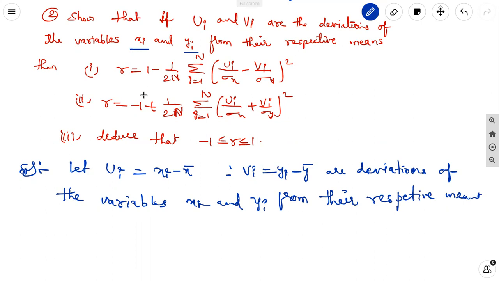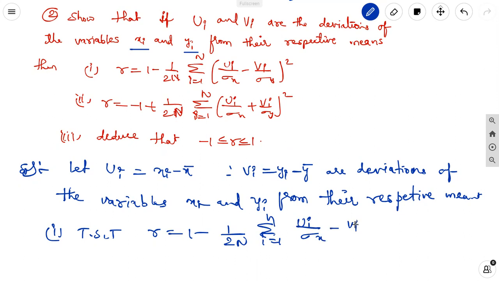Okay, next we can prove that. The first one is to show that small r is equal to 1 minus 1 by 2N summation i equal to 1 to N (ui by sigma x minus vi by sigma y) whole square. Second one: r equal to minus 1 plus 1 by 2N summation i equal to 1 to N (ui by sigma x plus vi by small sigma y) whole square. Third one, deduce that minus 1 is less than or equal to r is less than or equal to 1.